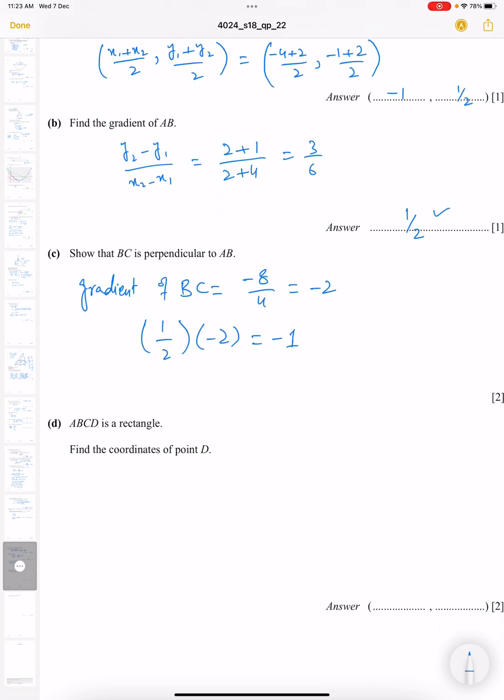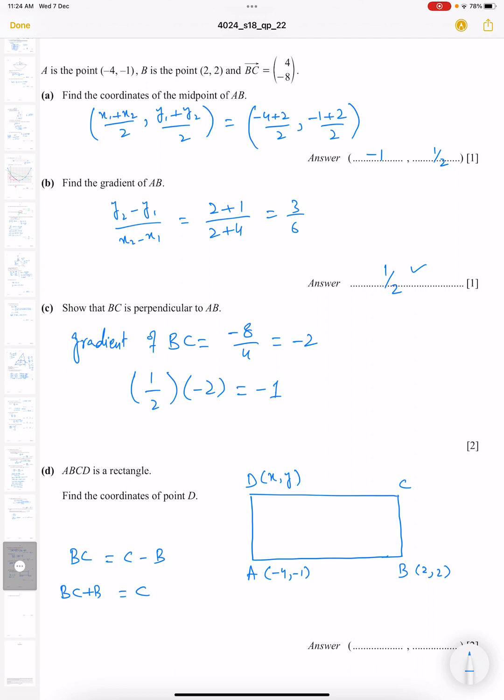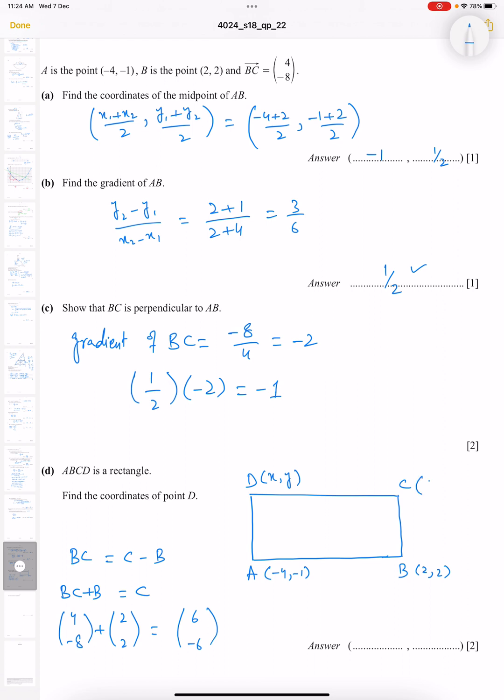So the next part, ABCD is a rectangle, find the coordinates of point D. So ABCD, we can form a rectangle. Let's assume the coordinates of D are x and y. The coordinates of A are minus 4, minus 1. The coordinates of B are 2, 2. C is not given, we can find out C. You know that BC is equal to C minus B. So C is equal to BC plus B. It will become 4, minus 8 plus point B, meaning 2, 2. So coordinates of point C are 6, minus 6.